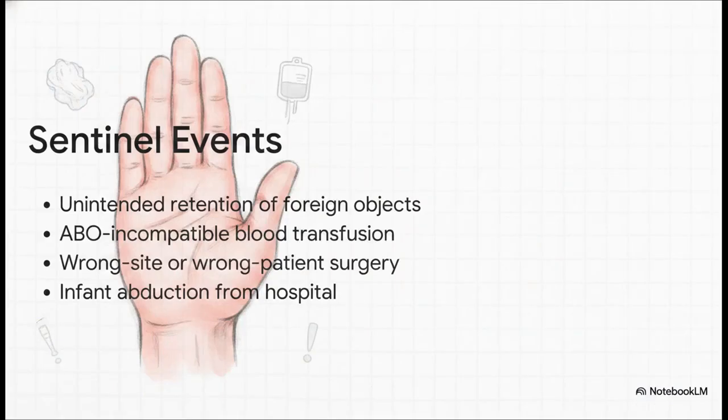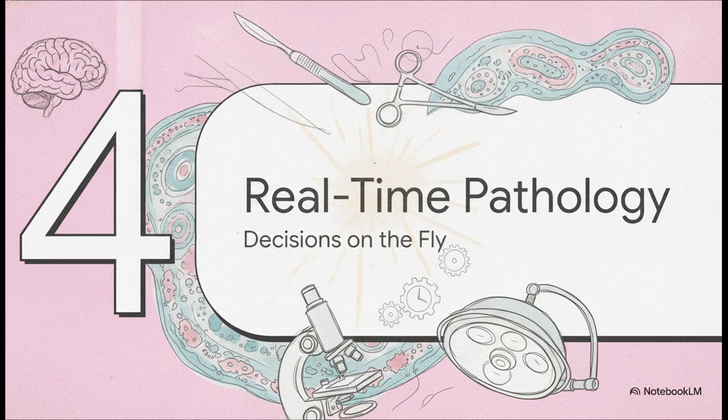And the examples are genuinely shocking. These are exactly the nightmares hospitals are desperately trying to prevent. We're talking about leaving a surgical sponge inside a patient, or operating on the wrong leg, or giving a patient an ABO-incompatible blood transfusion, literally the completely wrong blood type. They sound totally unbelievable, but these are classic sentinel events. And when they happen, hospitals are forced to completely rewrite their protocols so that specific failure can literally never happen again. Which brings us to our final section, Section 4, Real-Time Pathology.